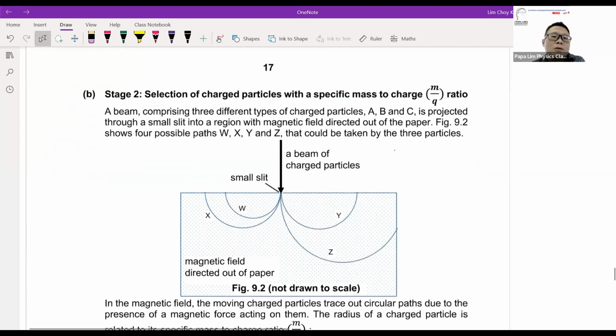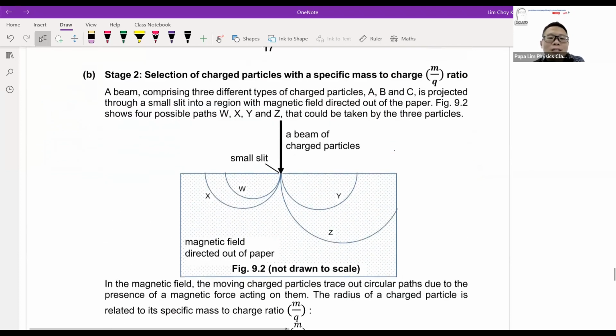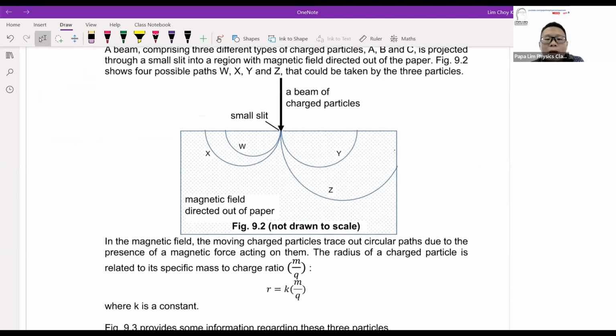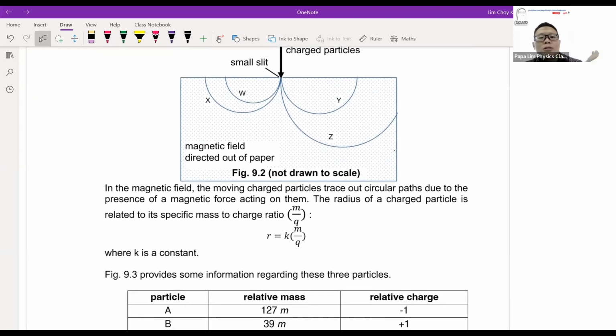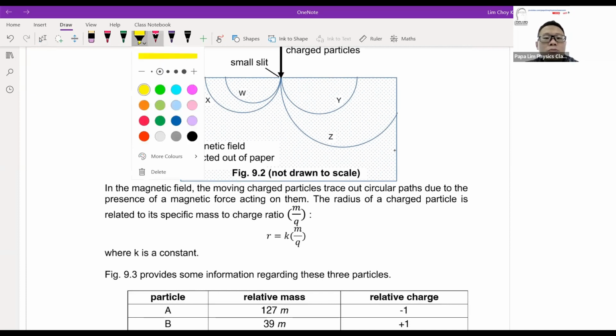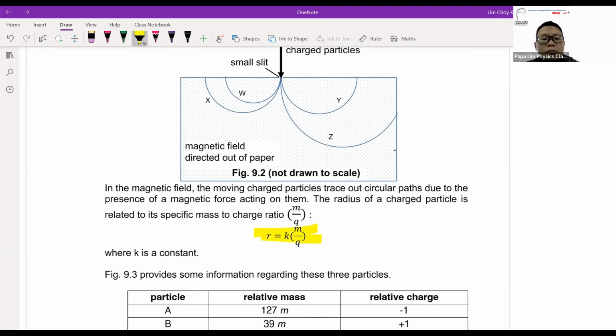Now for part B, you have this selection process. Under this selection process, there are different paths. Among the information that's given to you other than the path is actually the ratio. The important thing is this ratio, because you will need it later on. The ratio is that the radius of curvature is proportional to what we call the mass to charge ratio. Okay, so this is important.